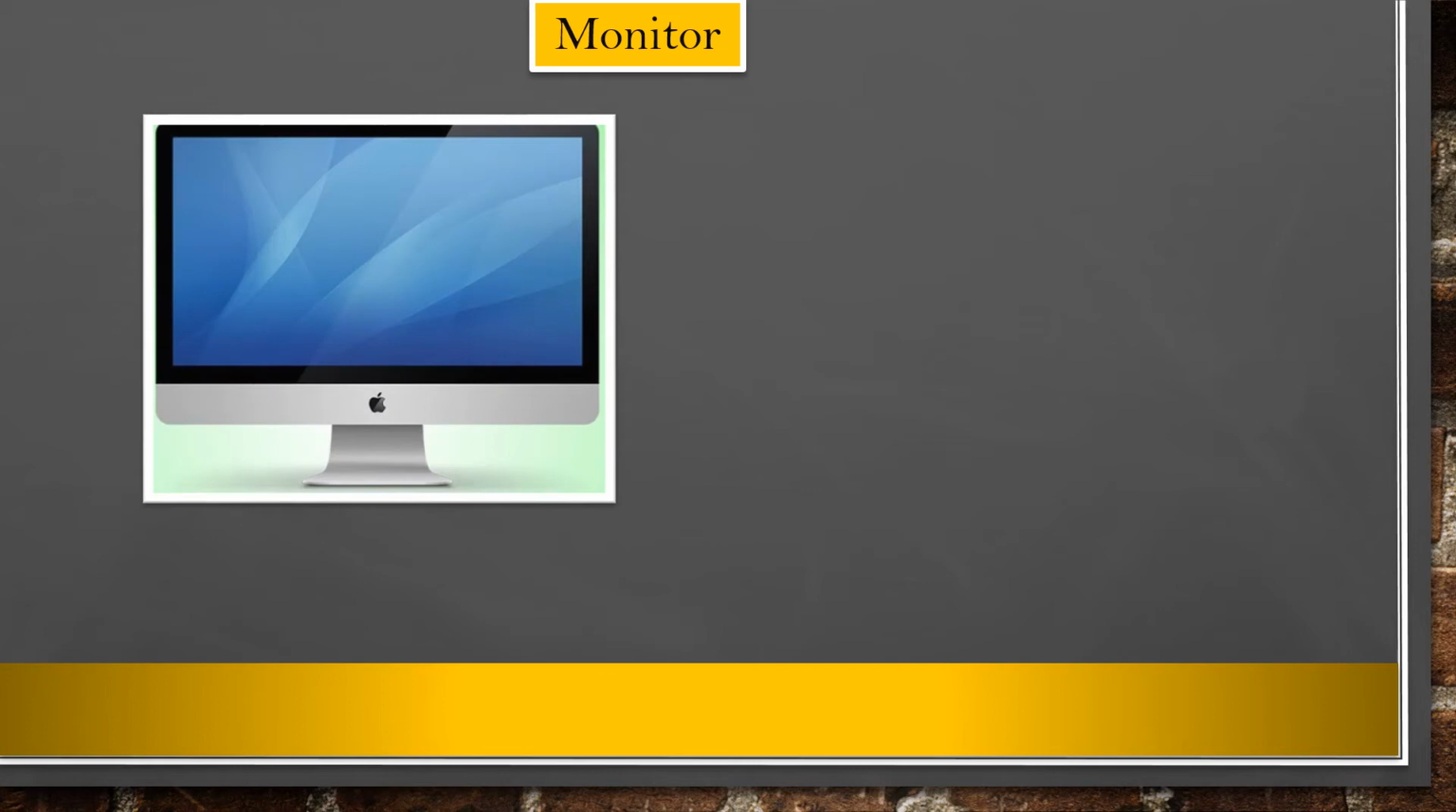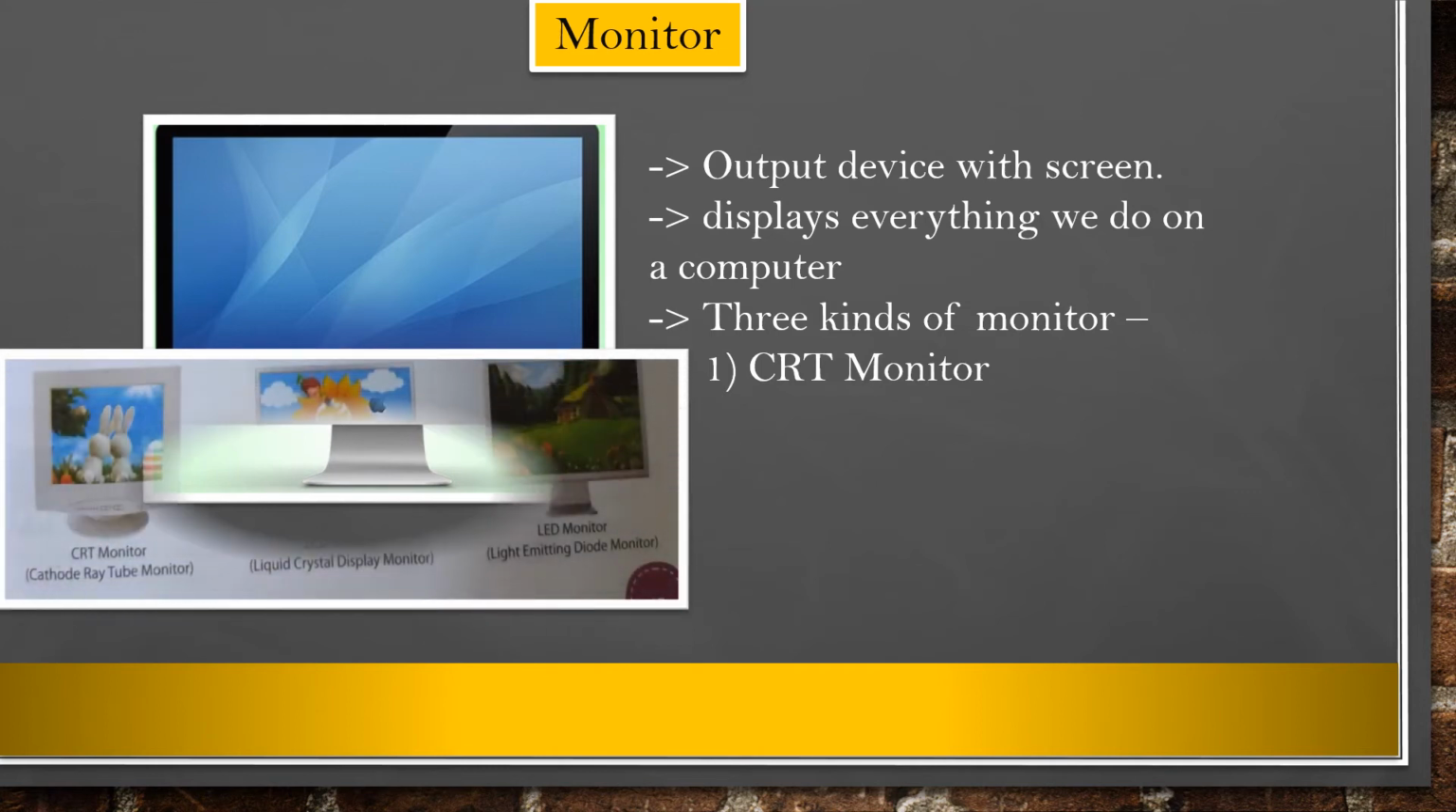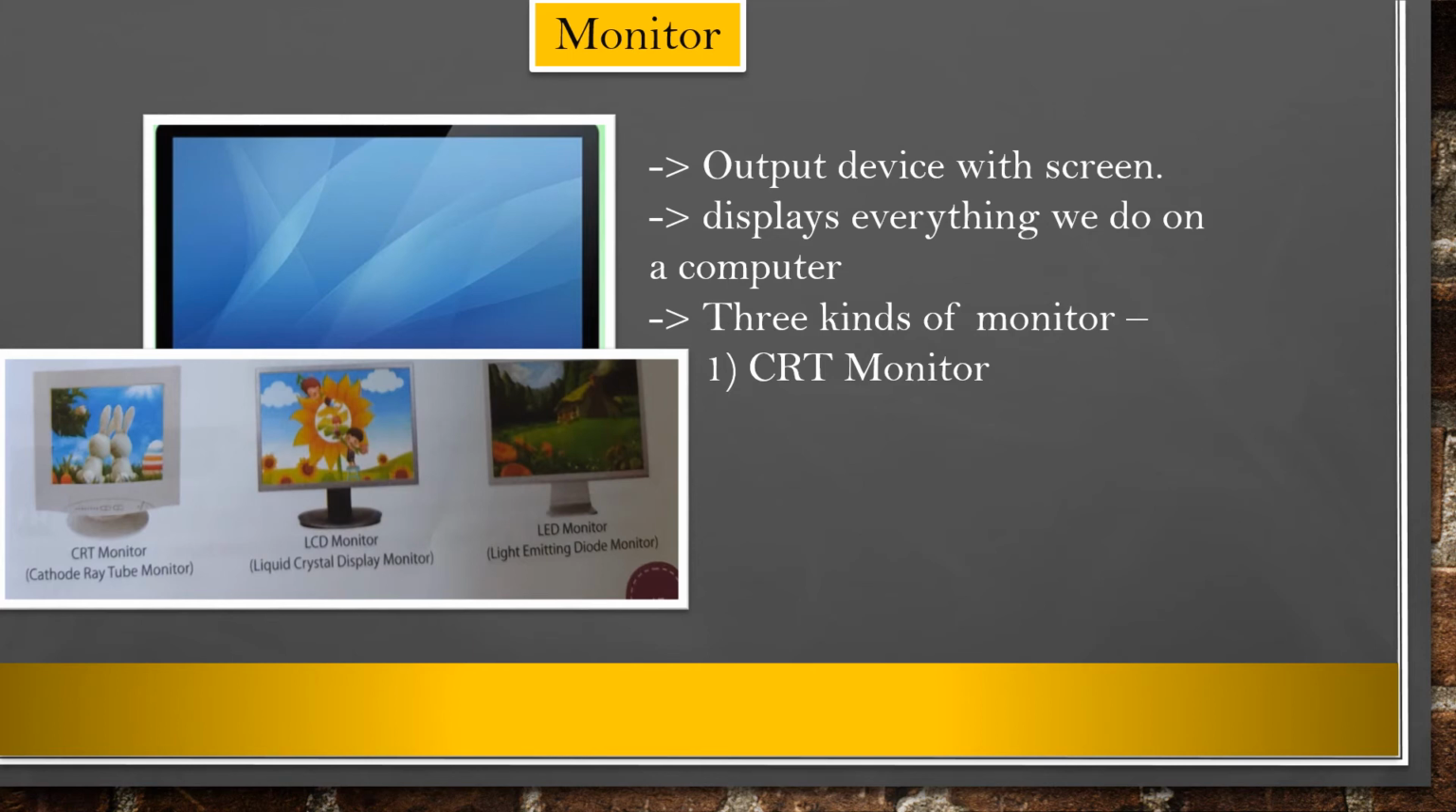Next hardware is monitor. A monitor is an output device with screen. It displays everything we do on a computer. There are three kinds of monitor. CRT monitor means cathode ray tube monitor. It is big in size, very heavy and occupies lots of space. This monitor is rarely in use.